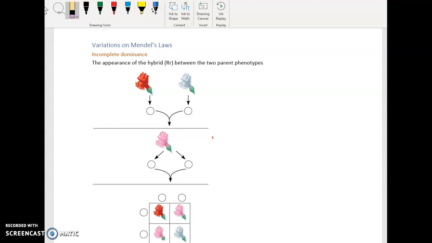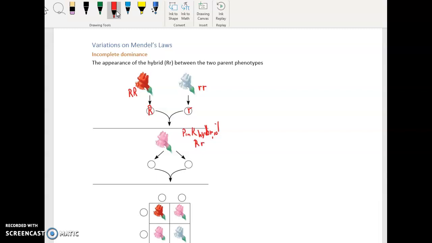So if we have a red flower here that's RR, it's true breeding, and we have a white flower that's little r, also true breeding. The gametes given off by this red flower are going to be all capital R. The gametes given off by the white flower are all going to be little r. And when they combine, they're going to make this pink hybrid. And the pink hybrid is capital R, little r.